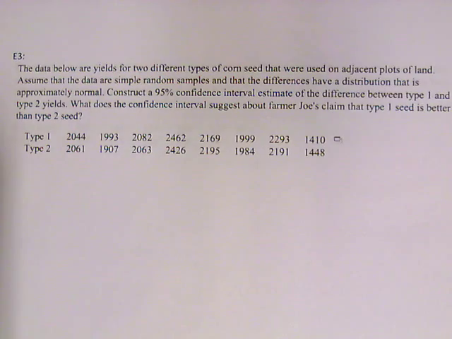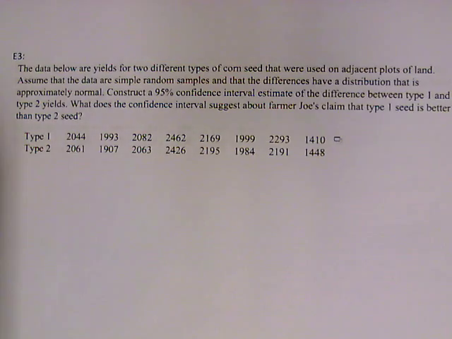The data below are yields for two different types of corn seed that were used on adjacent plots of land. Assume that the data are simple random samples and that the differences have a distribution that is approximately normal. Construct a 95% confidence interval estimate of the difference between type 1 and type 2 yields. What does the confidence interval suggest about Farmer Joe's claim that type 1 seed is better than type 2 seed?